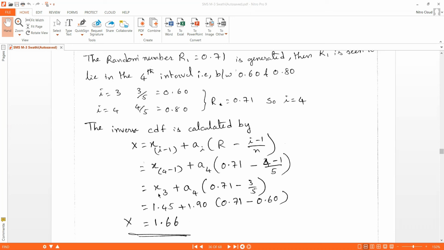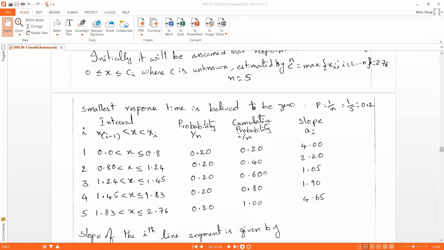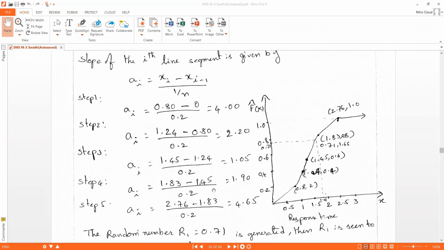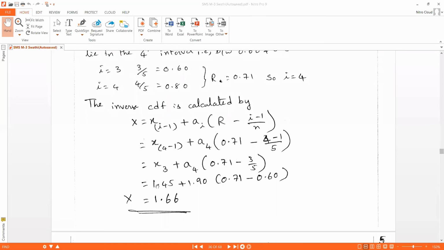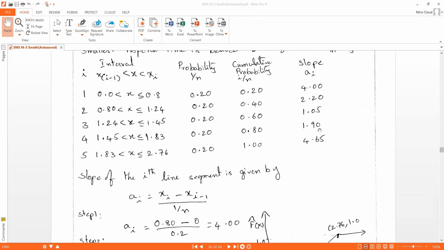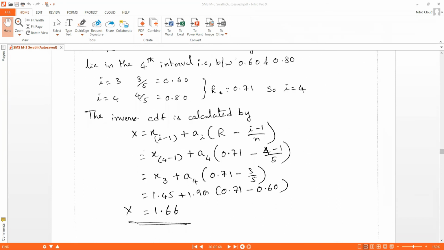What is the x3 value? That is the third value, 1.45. We'll substitute 1.45 here in place of x3. What is the a4 value? We have calculated the a4 value here, it is 1.90. We will substitute a4 value 1.90 into 0.71 minus 3 by 5, which is 0.60. If you compute this, we will get x equal to 1.66.